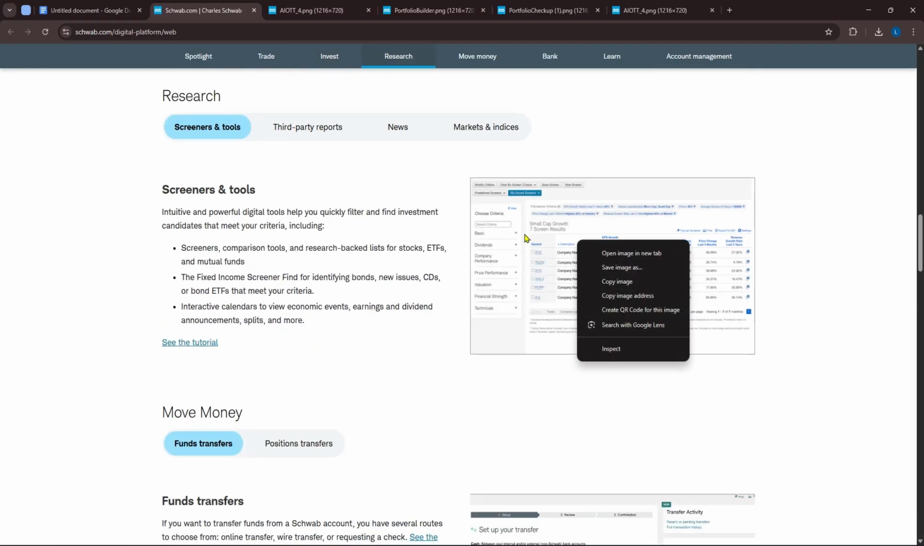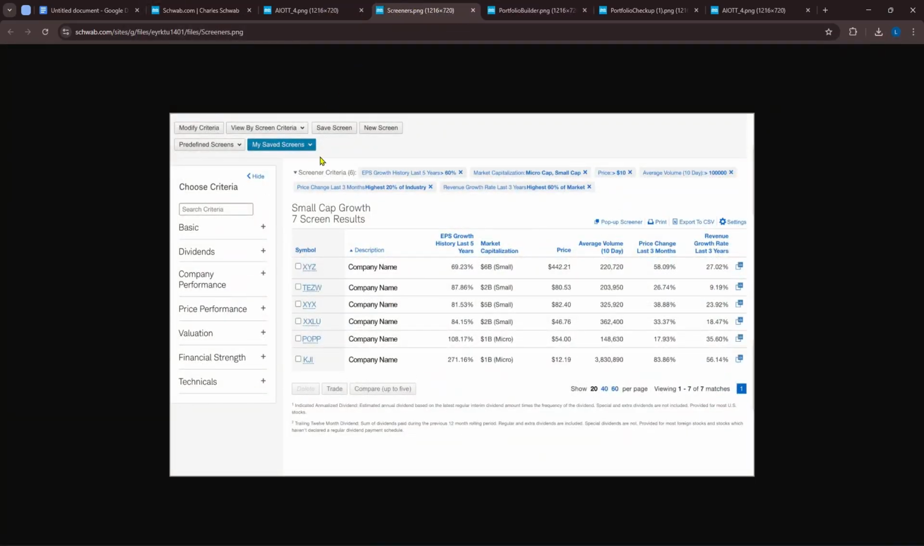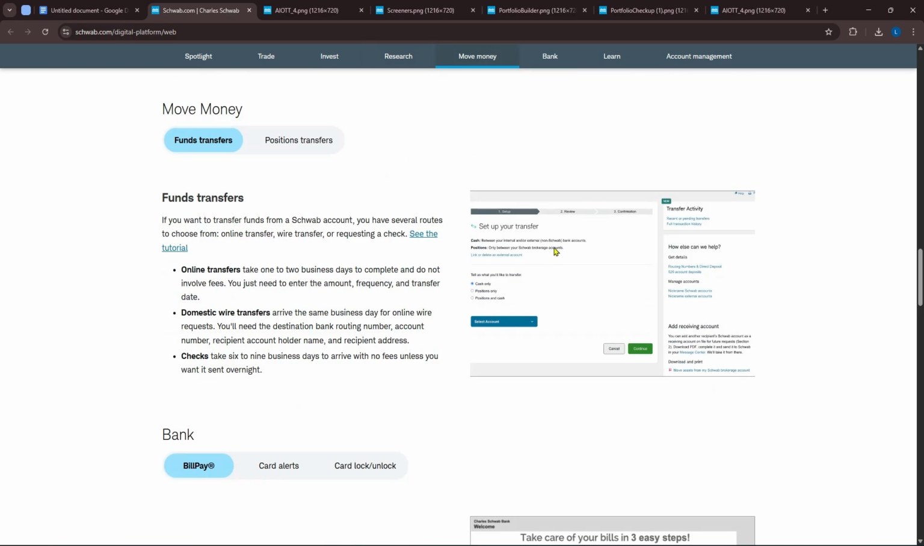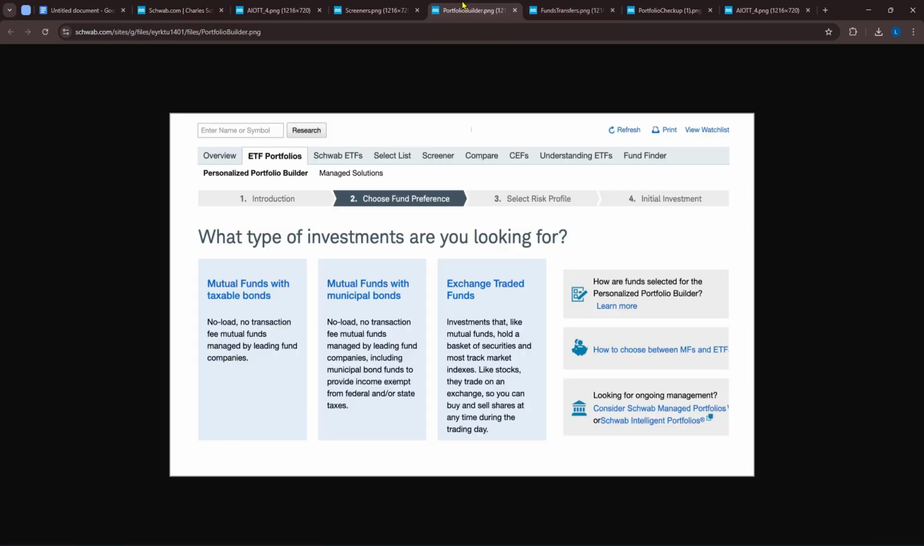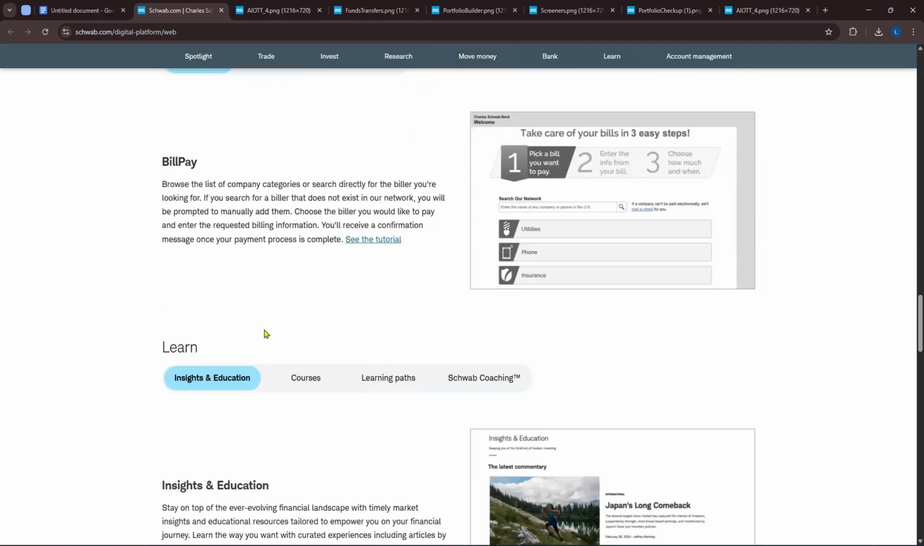Next one is research. So Charles Schwab also offers this one right here, which allows you to see screens of other features of their research area. Next is fund transfer. So where is it? Here you can set up your transfer, review, confirmation, and set up your transfer with other connections that you have.